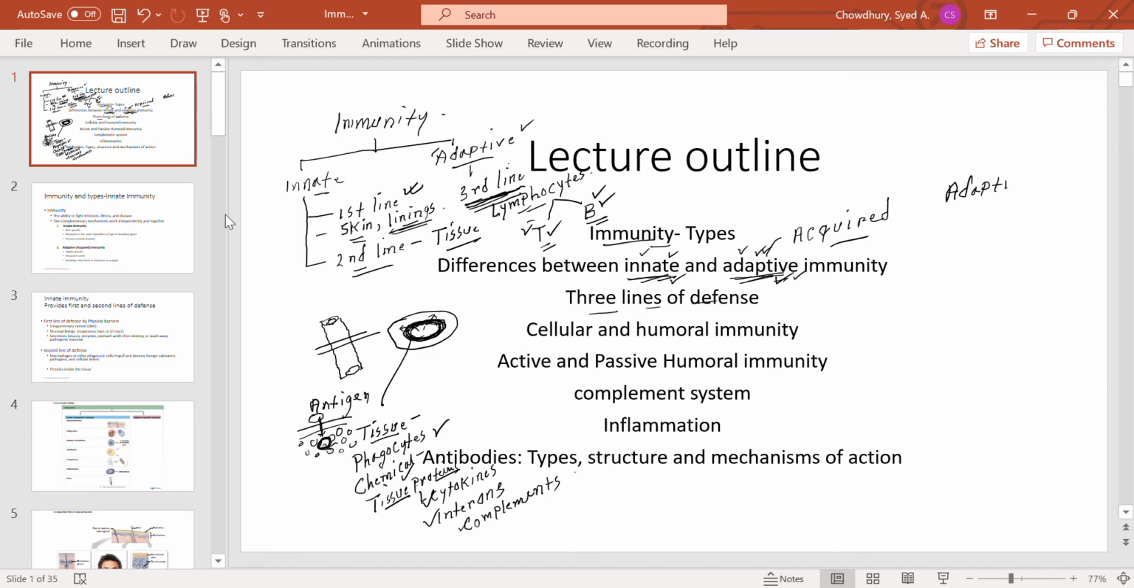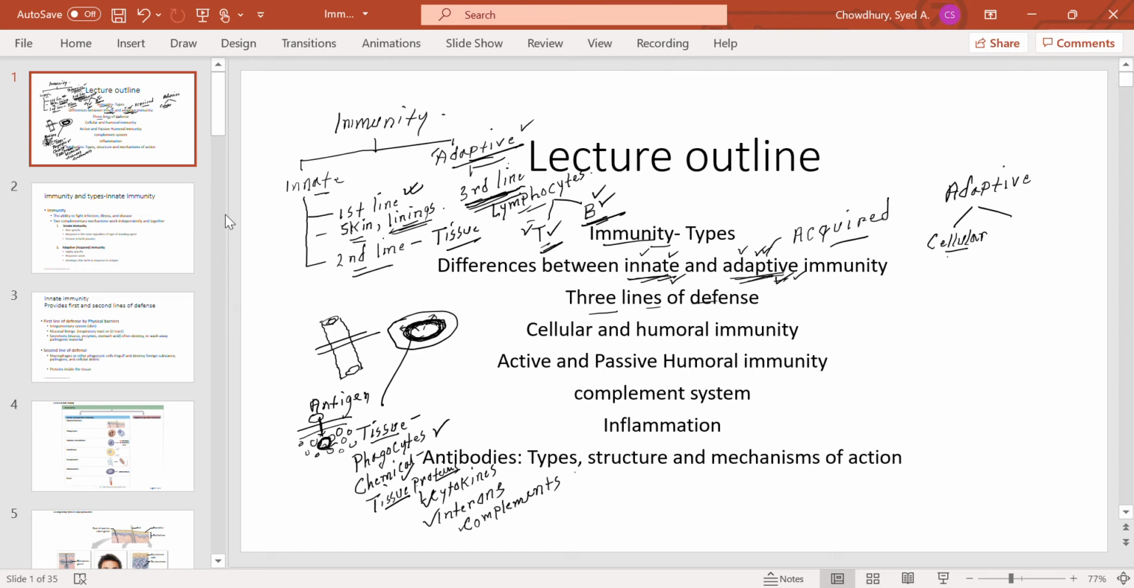Now, if I see the adaptive immunity, this one, adaptive, could be T cell mediated and B cell mediated, right? And T cell mediated is called the cellular, because you know that T cells directly get attached to the antigens. So T cells get attached to the antigens directly and try to destroy the antigens. That's why called the cellular immunity.